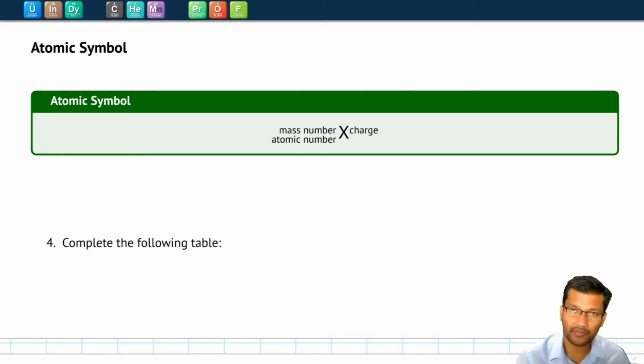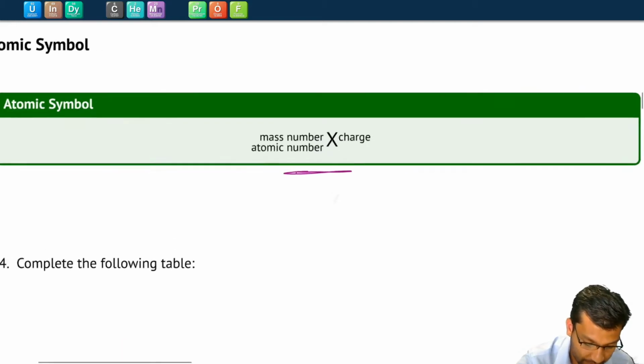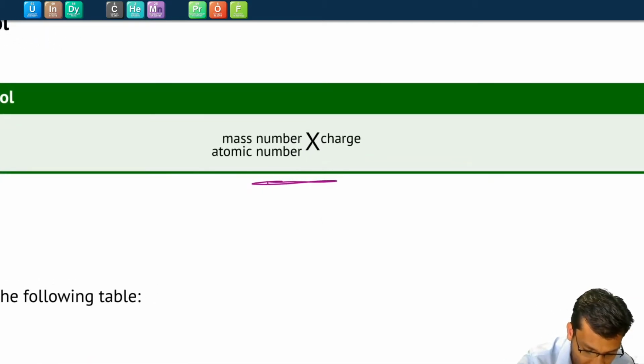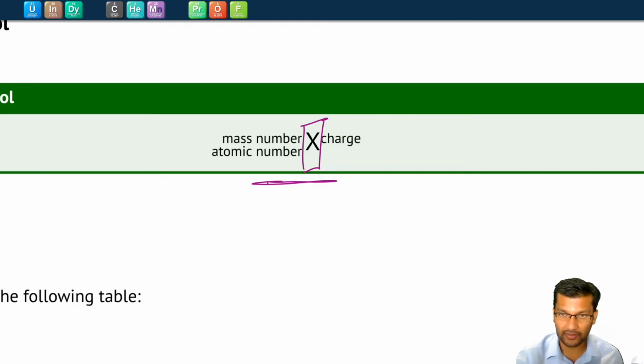Now, the atomic symbol is simply a way to represent all of the useful information about that atom in a nice compact form. Remember how we talked about in studying chemistry, we often need to write symbols for everything in order to study them and understand them in a more efficient manner. And so the atomic symbol simply takes that information and puts it in a nice simple symbol where we have the symbol for that element.